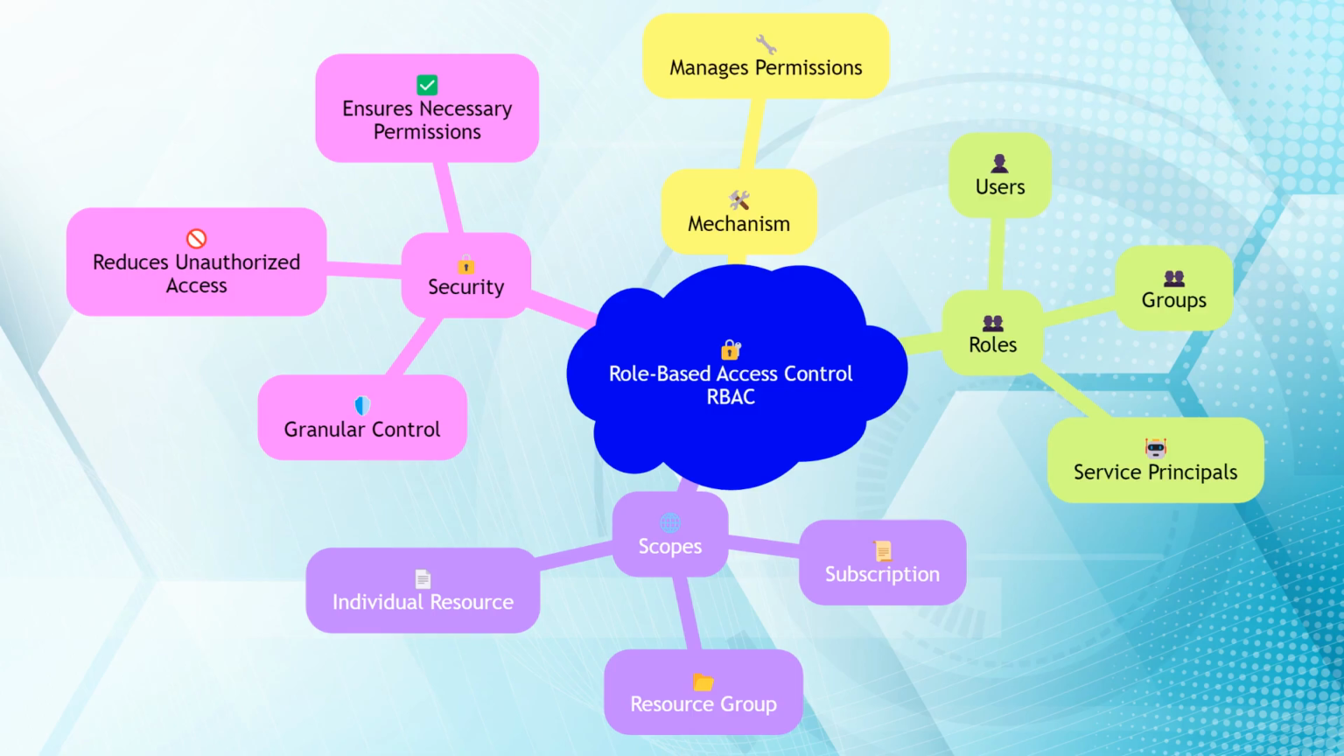Role-based access control, RBAC, is the mechanism through which Azure manages permissions. RBAC allows you to assign roles to users, groups, and service principals at different scopes, such as a subscription, resource group, or individual resource. This granular level of control helps ensure that users have only the permissions they need to perform their tasks, thereby enhancing security and reducing the risk of unauthorized access.